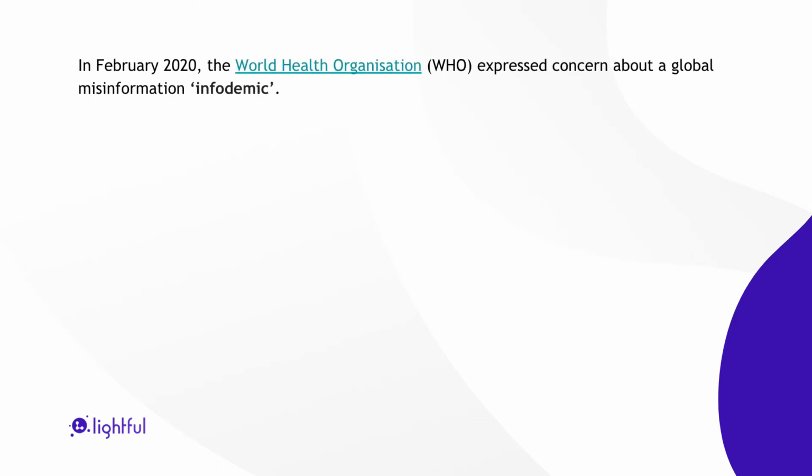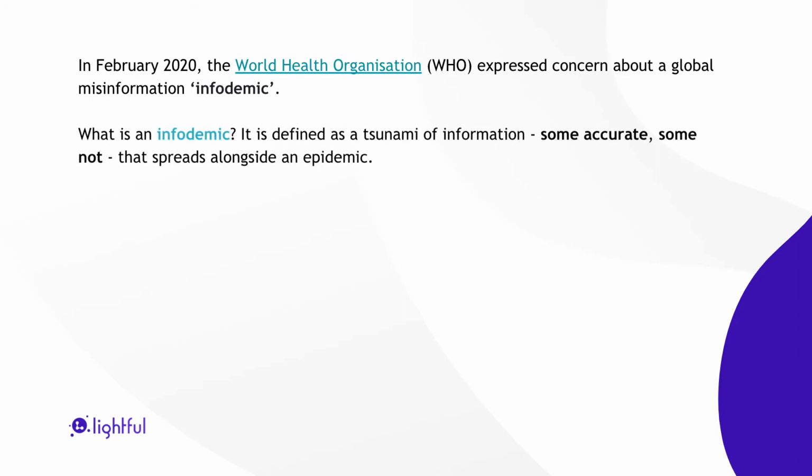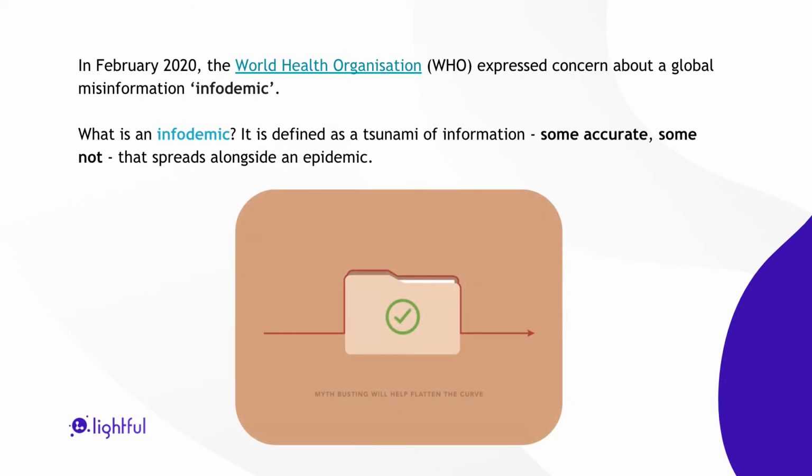In February 2020, the World Health Organization expressed concern about a global misinformation infodemic. So what does that actually mean? What is an infodemic? This is defined as a flood of information, some accurate and some not, that spreads alongside an epidemic or pandemic. And this is what we're seeing during COVID-19. There is a huge amount of information online, but not all of it is accurate, and not all of it is published with good intentions. Infodemics can often undermine the trust that society has in science, interventions and public healthcare. So now more than ever, it's vital that we can differentiate fake news from reliable information, particularly if you're going to be talking to your community about COVID-19 and about the vaccine.